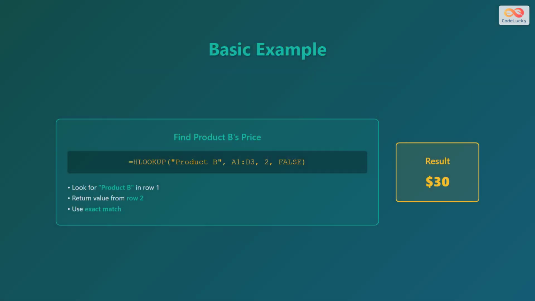Let's walk through a basic example to illustrate how HLOOKUP works. Suppose you want to find the price of product B from a table where product names are listed in the top row and prices are in the second row. The formula would be =HLOOKUP("product B", A1:D3, 2, FALSE). In this formula, we're instructing Excel to look for product B in the range A1 to D3 and return the value from the second row, ensuring an exact match.